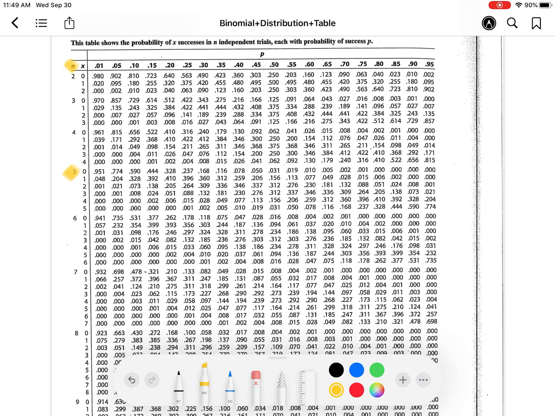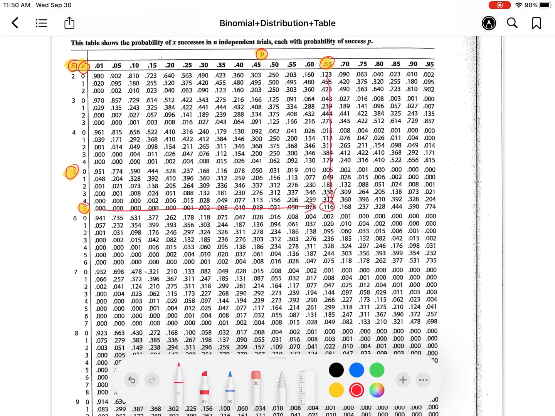Remember what n was? n was equal to 5. So here we're going to find n equal to 5. And remember what x was. x was equal to 5. And remember what p was. p was 0.65. So when I put that all together here, I'm going to match all that up, and I'm going to get right here. And that gives me my probability, 0.116.